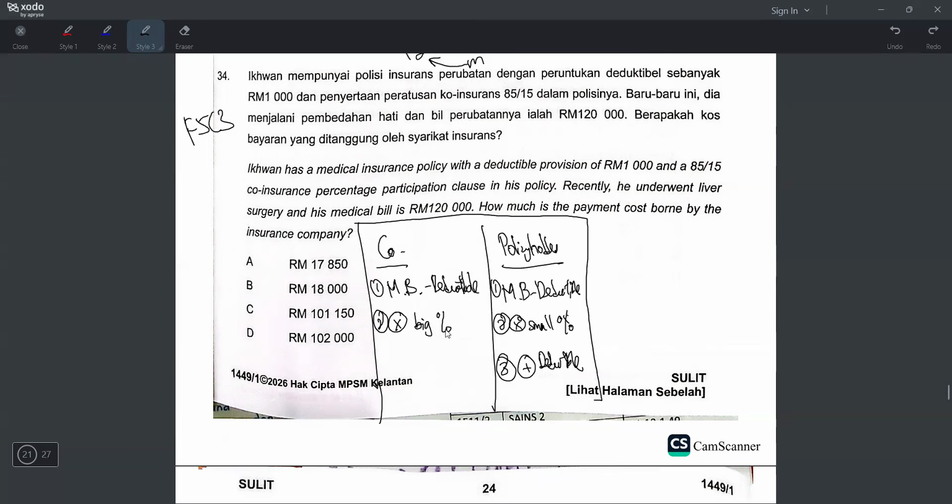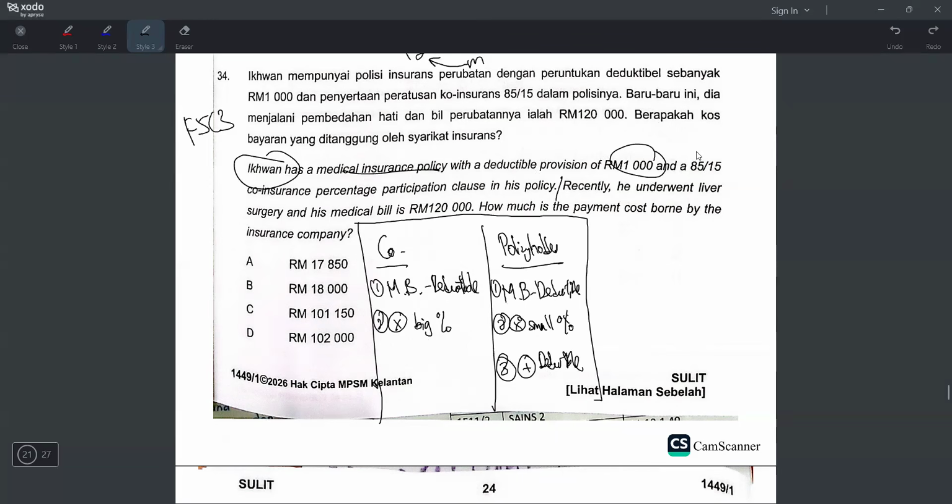So this is the basic you need to know. If you can remember this, you can do all medical insurance questions. I'm not joking. This is really very important to know. If you want to be good at medical insurance, you have to know this. Okay. So now let's read the question. Ikwan is the policy holder, has a medical insurance deductible 1,000, 85, 15 co-insurance percentage participation cost in policy.